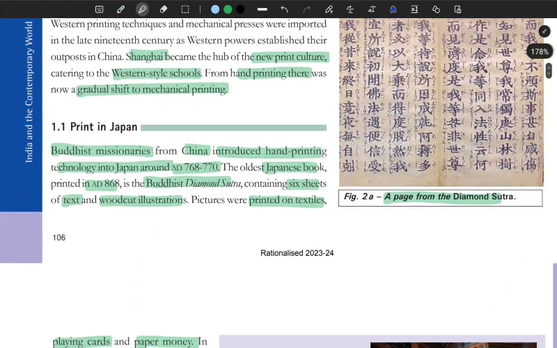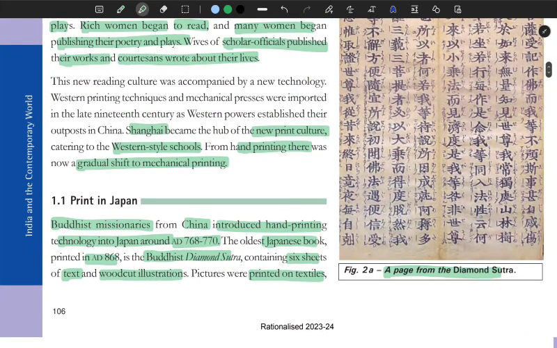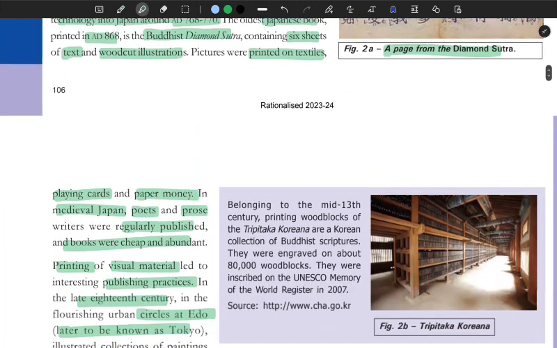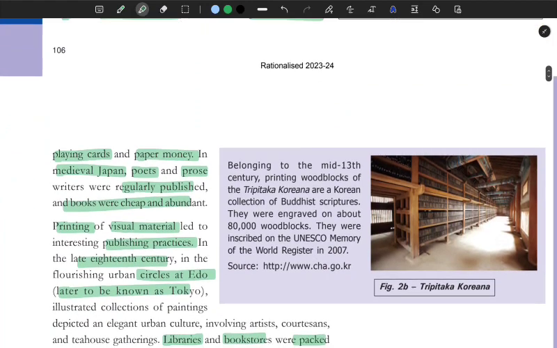ओके, सो and how did print come to Japan? Buddhist missionaries from China introduced hand printing technology into Japan around 768 to 770 AD. The oldest Japanese book printed in 868 AD is the Buddhist Diamond Sutra, containing 6 sheets of text and woodcut illustrations. Okay, pictures were printed on textile, playing cards, and paper money.